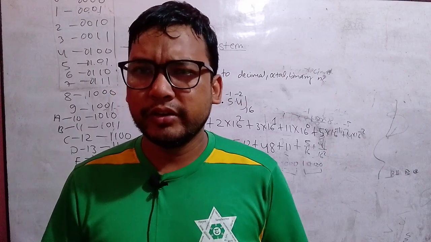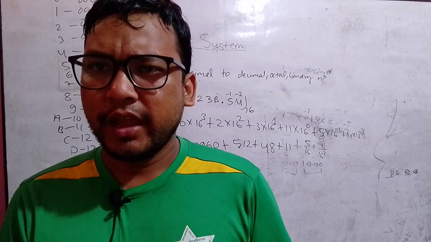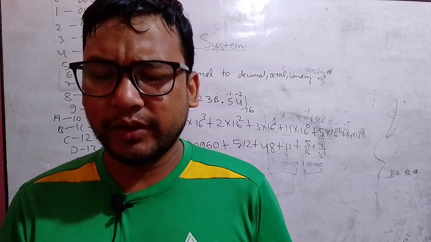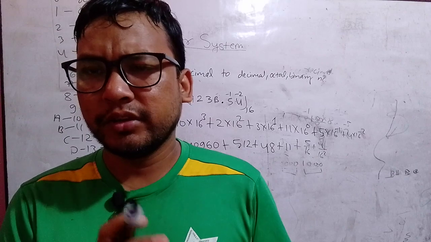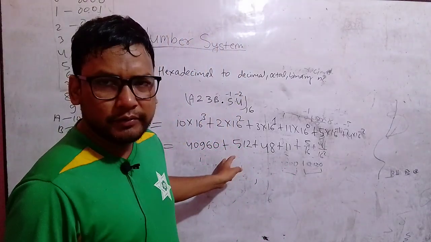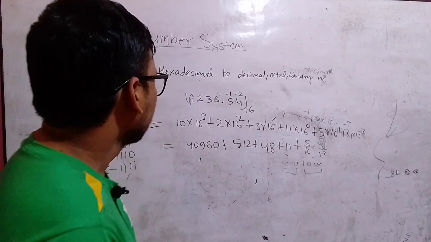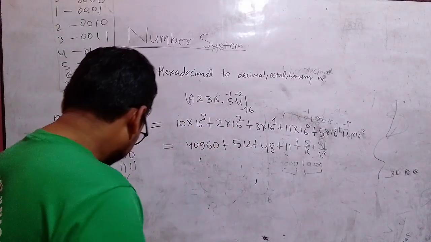What we need to do for this? We need to find out the positions, and we write 16 to the power of the position of each symbol in the hexadecimal number system. This is the simple way. Now how to get the binary equivalent of this number?